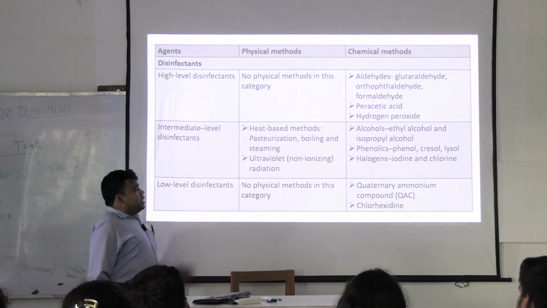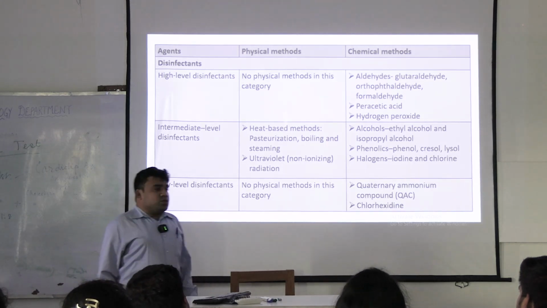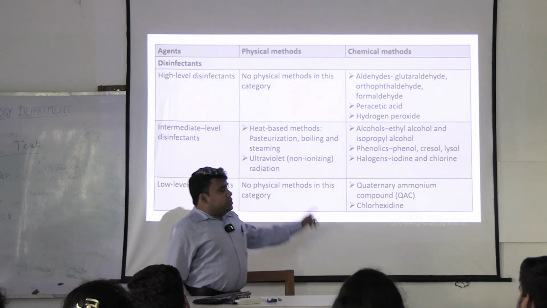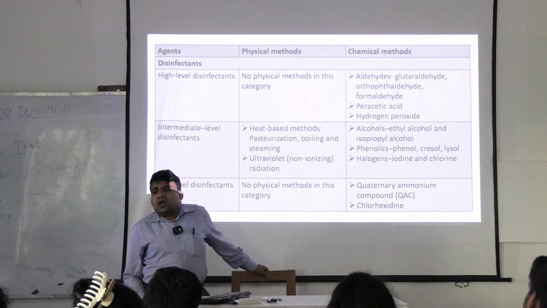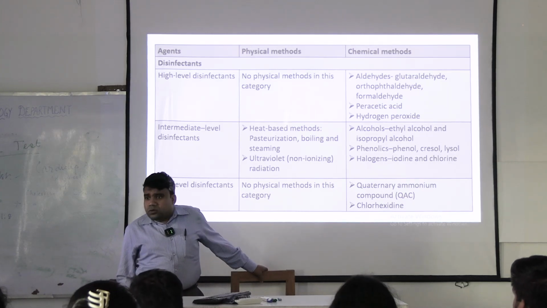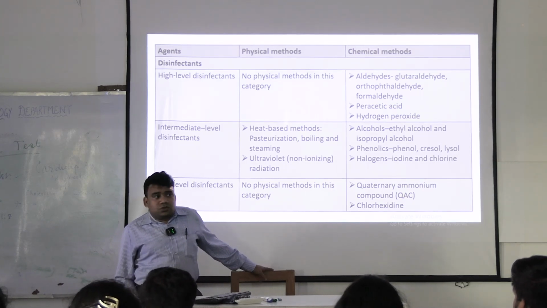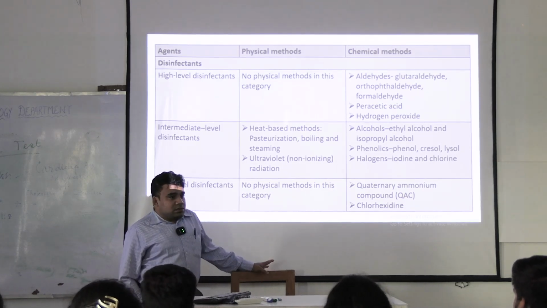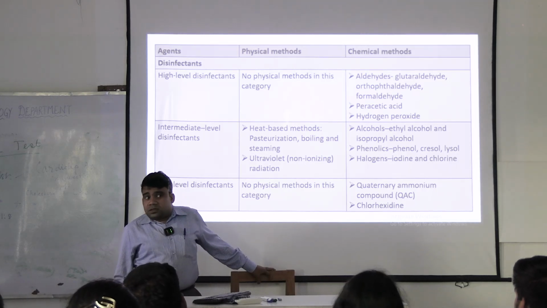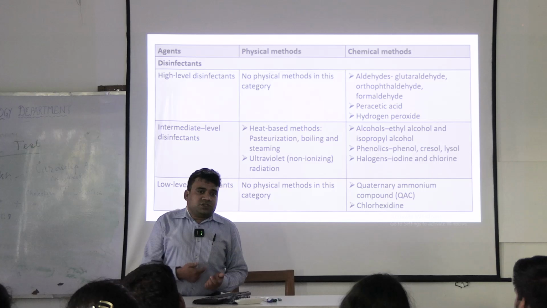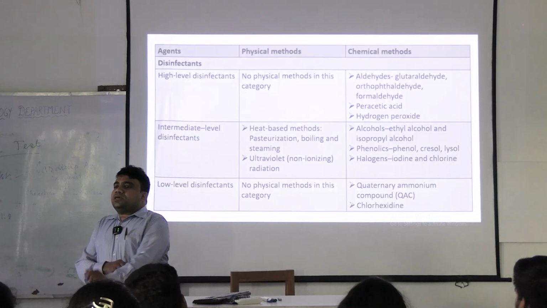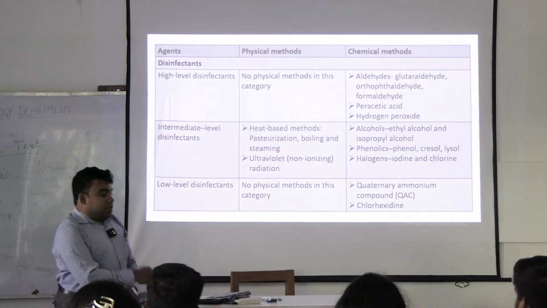Finally, in low level disinfectants, we have two types of compounds. One is quaternary ammonium compounds, and the second is chlorhexidine. You have heard about chlorhexidine? It is very commonly used in mouthwashes. It is also used before giving any injections. So these are low level disinfectants.